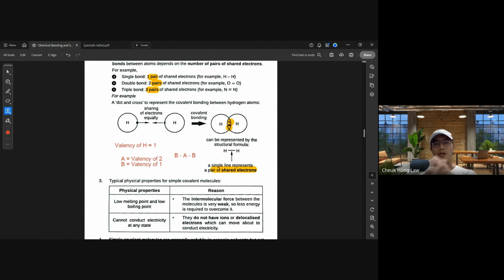Because remember, the sharing of electrons has to be equal. So if B shares 1, A can only share 1. If the other B shares 1, A can only share 1. That's why here we have one A atom and 2 B atoms.